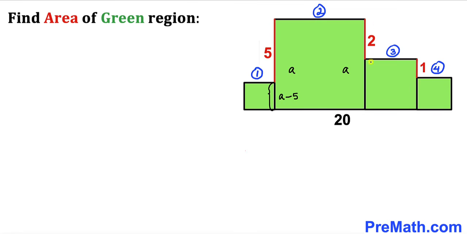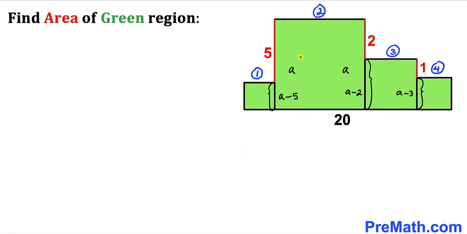And now let's focus on this other side. We know that this height difference is 2 units. So therefore the height of this square is going to be a minus 2. And finally let's focus on the right hand side square. We know the difference between this and this is 3 units. So therefore the height of this square is going to be a minus 3.